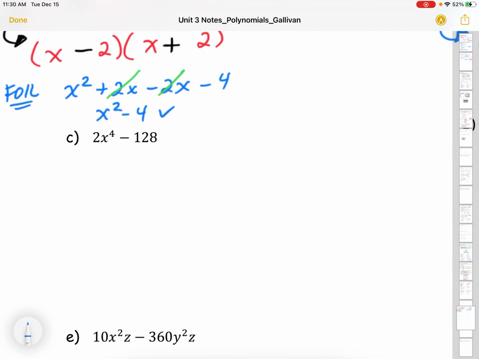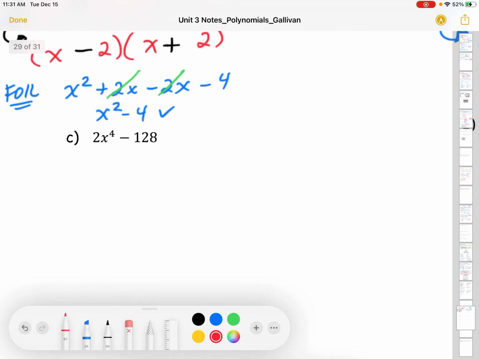Okay? Next one. And now you're looking at it going, yes, there's an x to the 4 there, and there's a 128 and a 2.